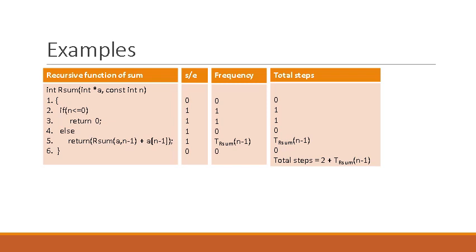But when n is greater than 1, then it will be 2 plus the time required to execute this function n minus 1 number of times. So the time complexity for a recursive function will always be a function in terms of how many times you are recursively calling that function itself. So this complexity is 2 plus t of RSum, which you are executing n minus 1 number of times.